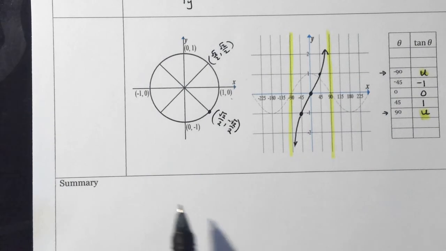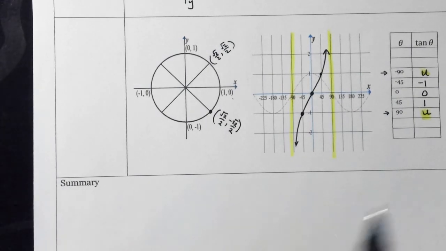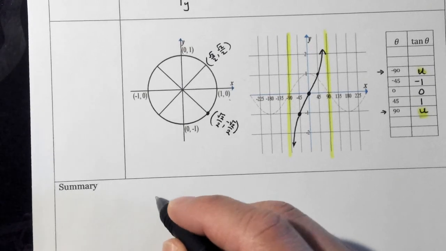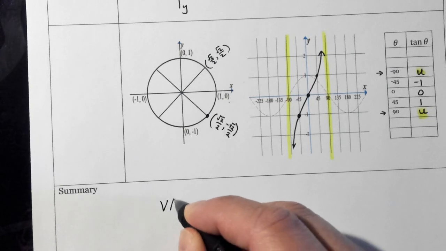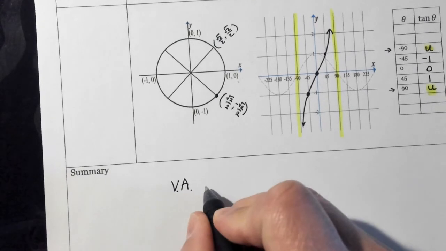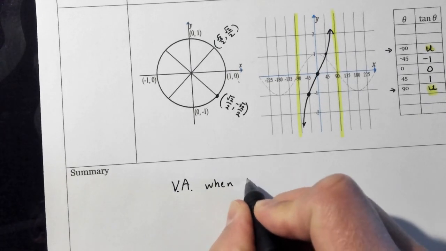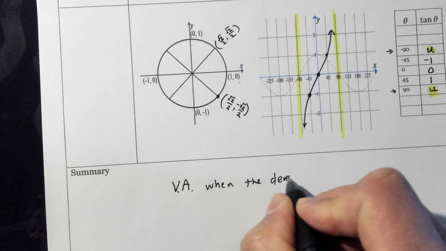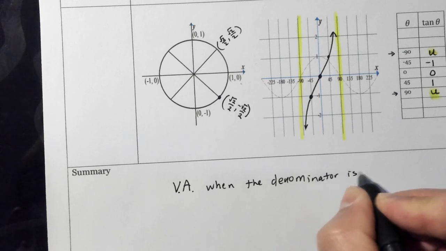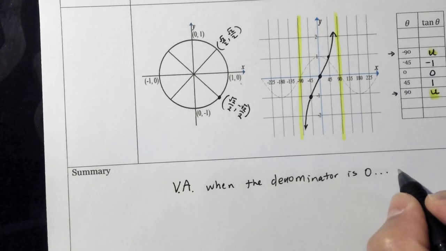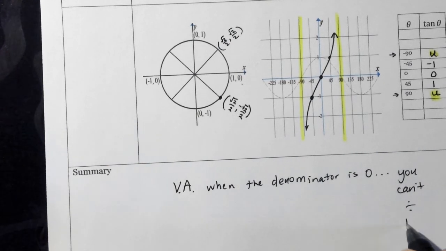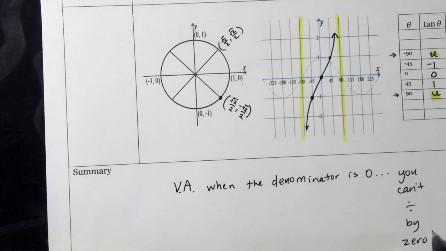Summary. Where and when do you get vertical asymptotes? Vertical asymptotes occur when the denominator is 0, because you can't divide by 0. Can't divide by 0. Exclamation point.